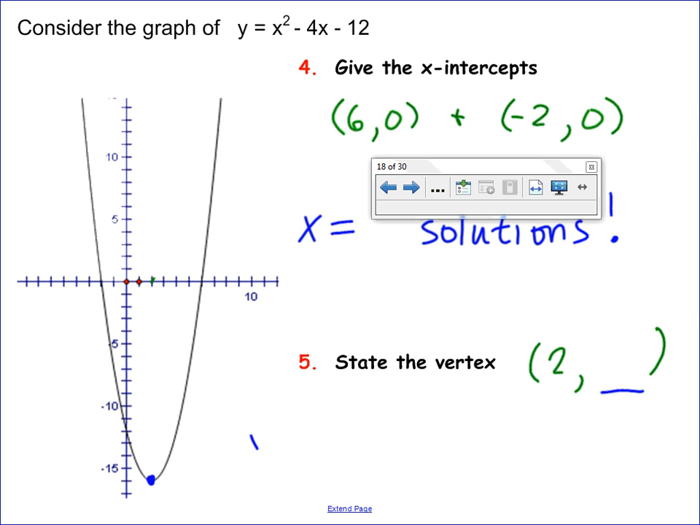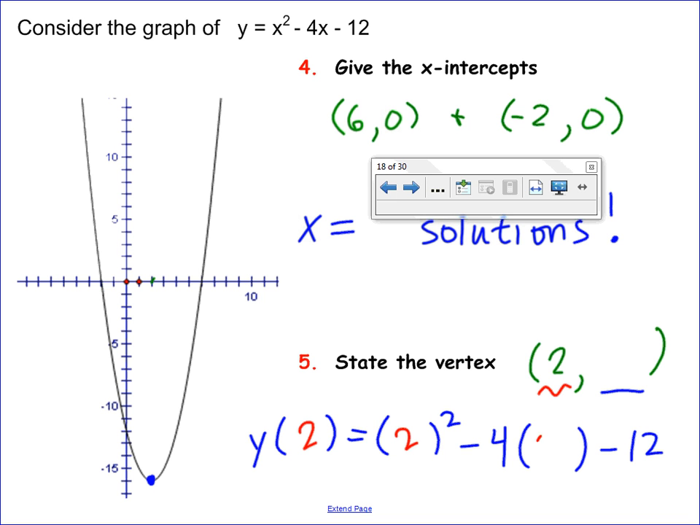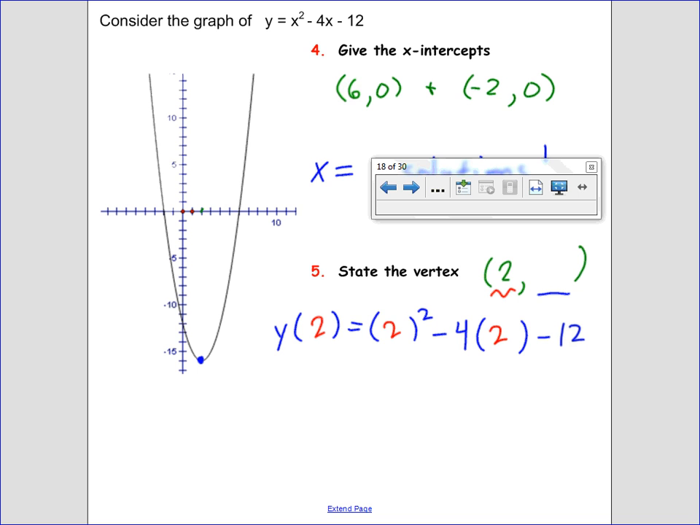I'm going to go to my function rule, y equals, and I'm going to substitute in the x value, 2, everywhere I see an x and work it out and see what we get. Then I'll compare it visually with my graph. So everybody, let's go ahead and plug in my x value 2. I'll plug in 2 everywhere my function rule accepts x's and work it out.